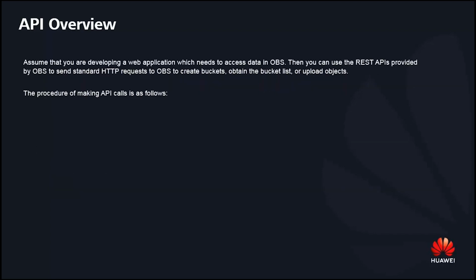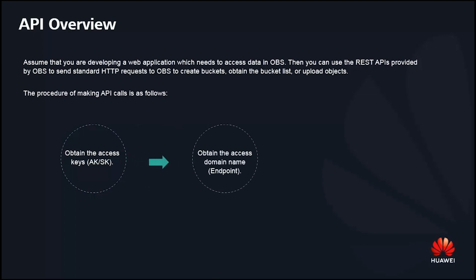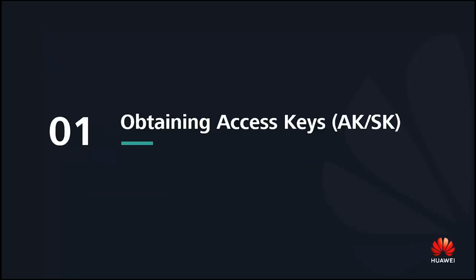Assume that we are developing a web application which needs to access data in OBS. The procedure of making API calls is as follows. Obtain the access key. Obtain the access domain name. Construct an HTTP request.